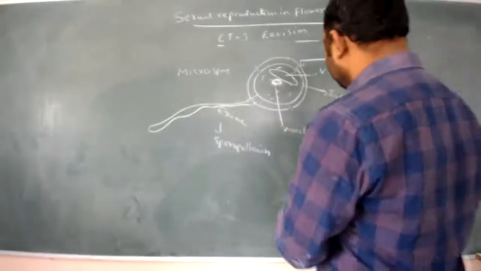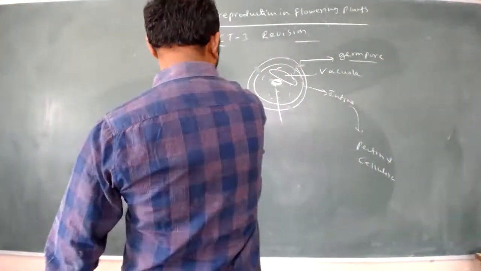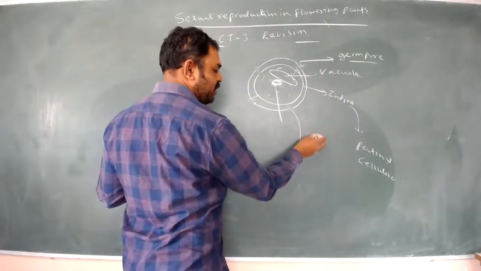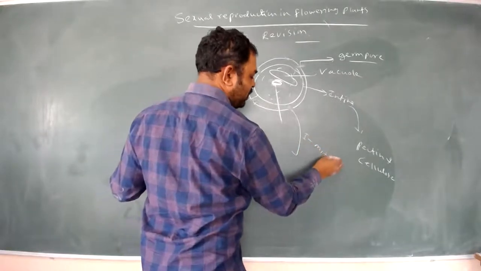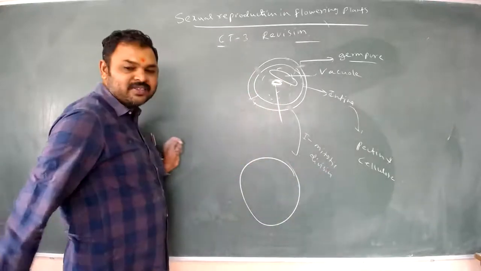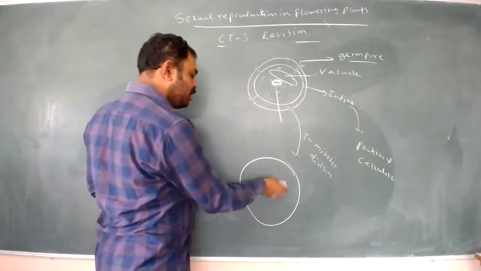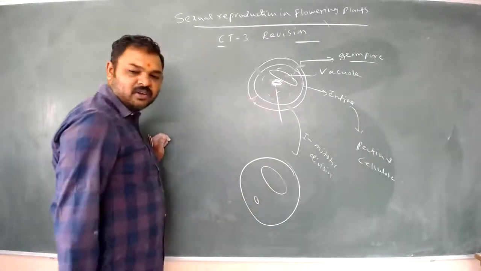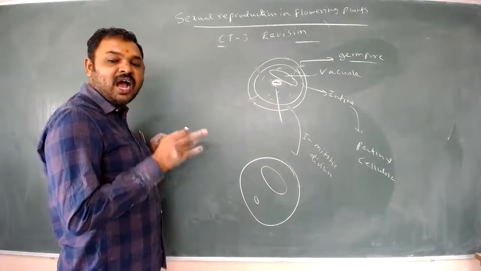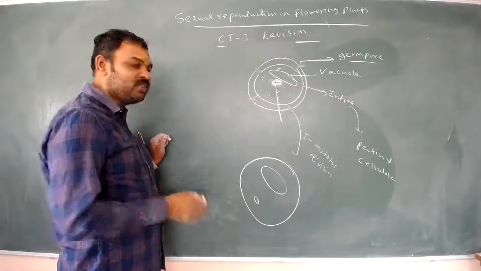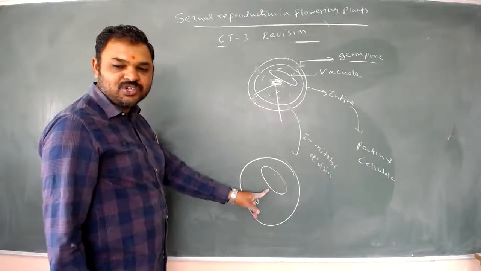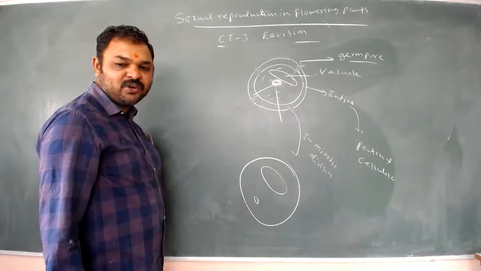This pollen grain undergoes division. This is the first mitotic division. Due to the mitotic division, the nucleus is divided into a large nucleus and a small nucleus. It is not an equal division. Even though it is mitosis, it is an unequal mitosis. Due to the unequal mitosis, the nucleus is divided into two nuclei: one large nucleus and one small nucleus.